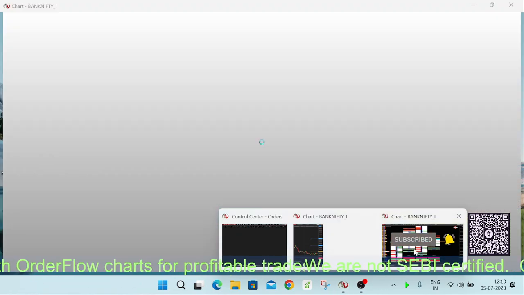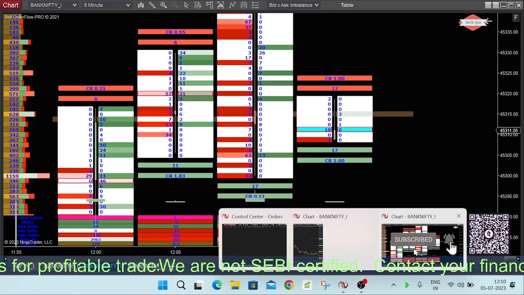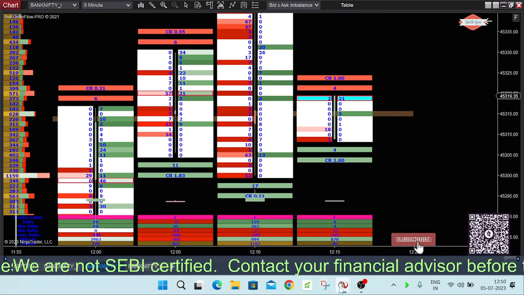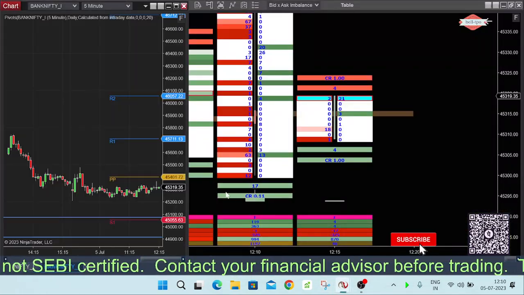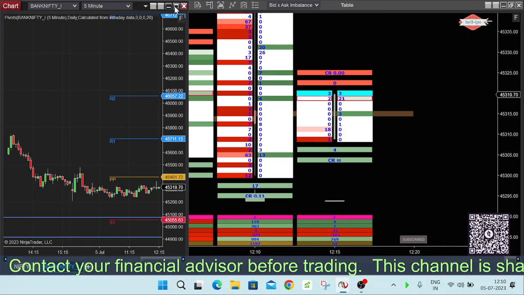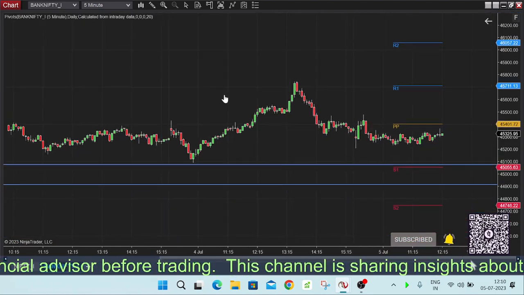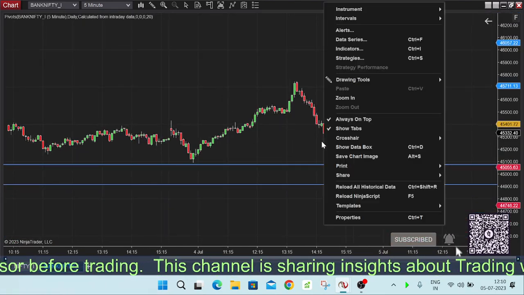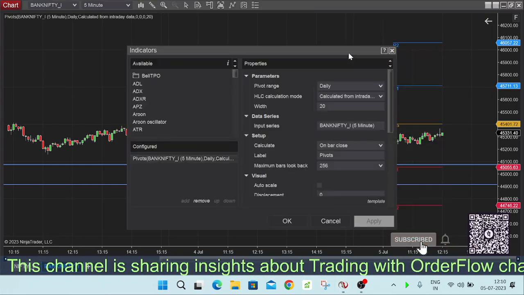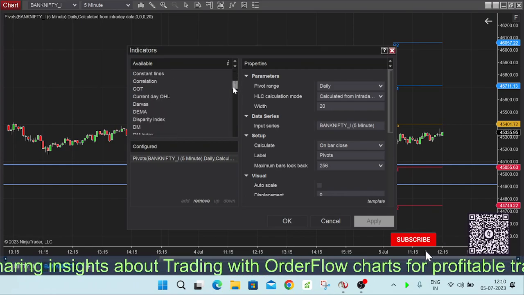I am going to brief you about Orderflow and the charts we use in Orderflow. I'm going to show you how it works. This is the Orderflow plain chart of Bank Nifty.